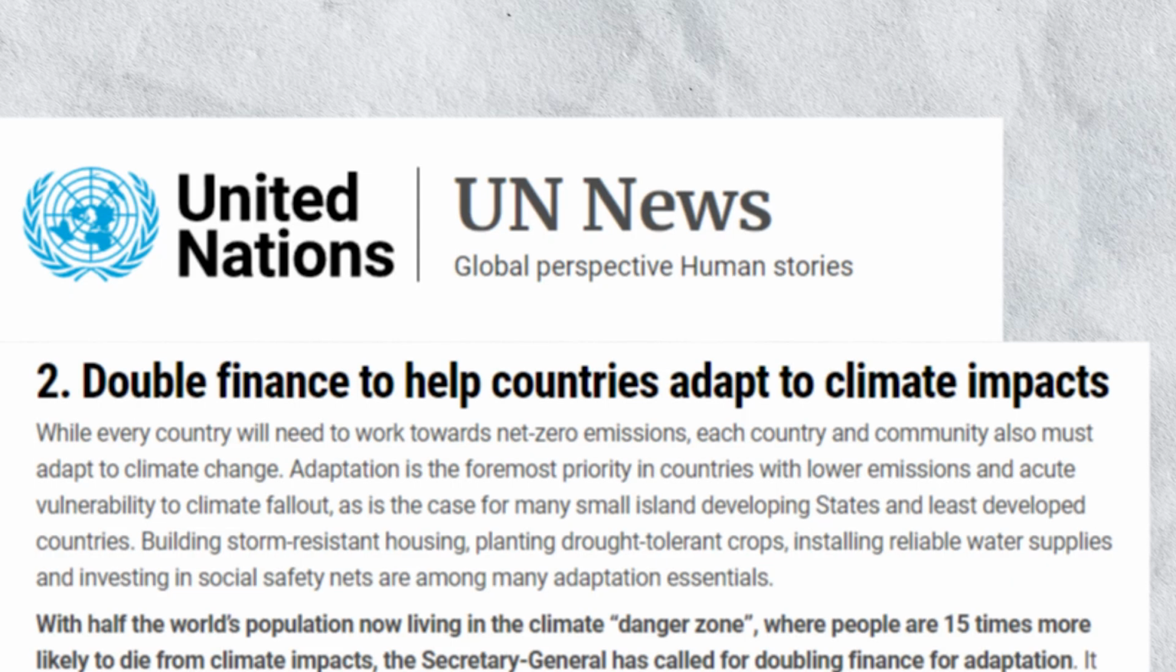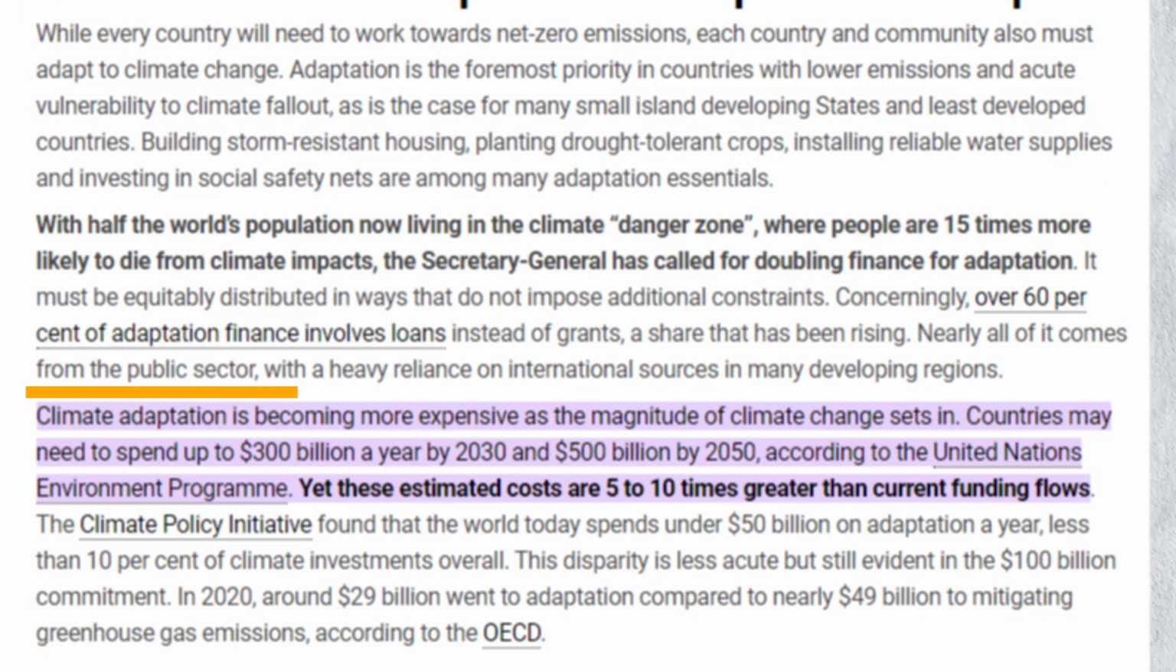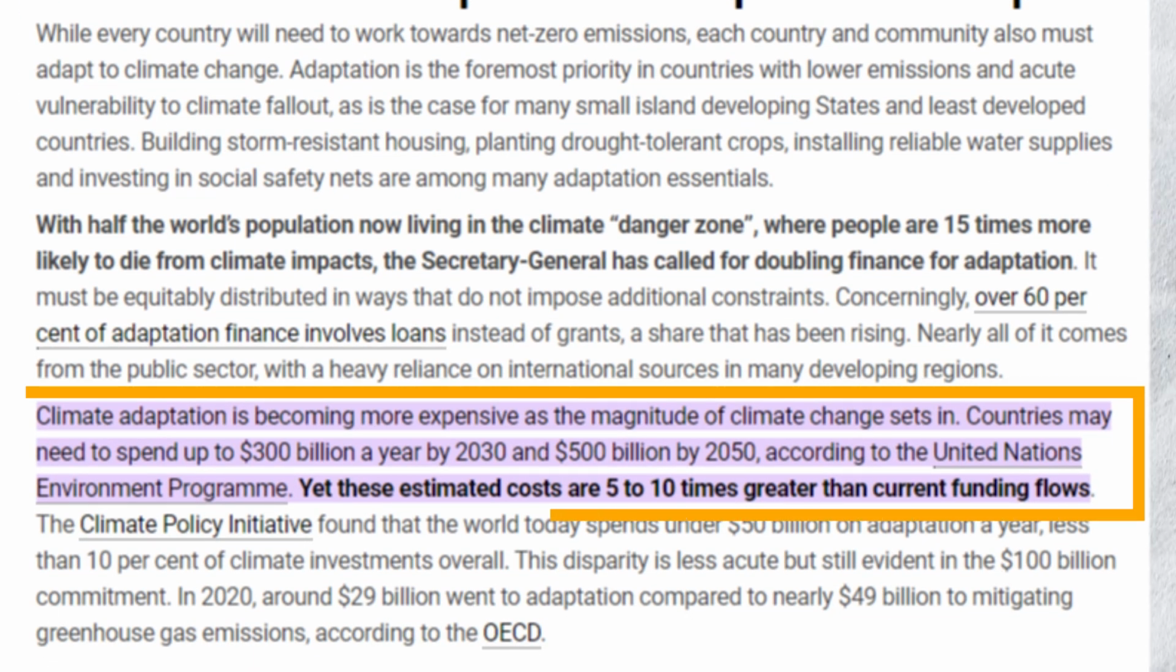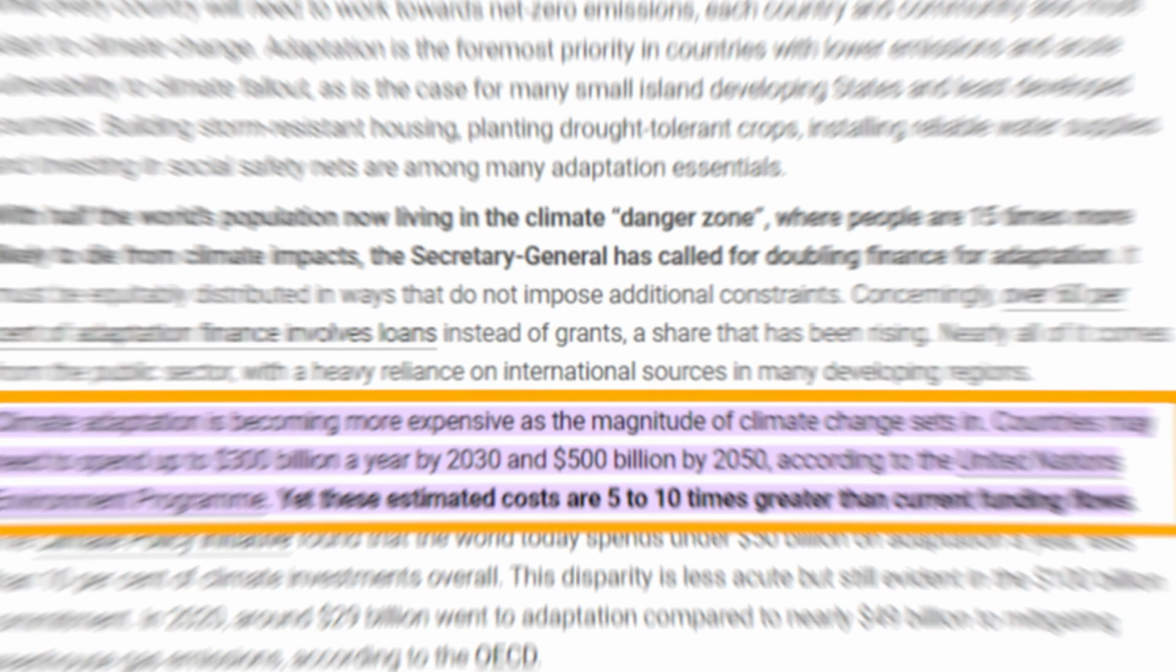To achieve decarbonization, all aspects of the economy must change, from how energy is generated and how we produce and deliver goods and services to how lands are managed. According to the United Nations Environment Programme, countries may need to spend around $300 billion a year by 2030 and $500 billion by 2050. But why is this funding required, and what will the global South do with this money?